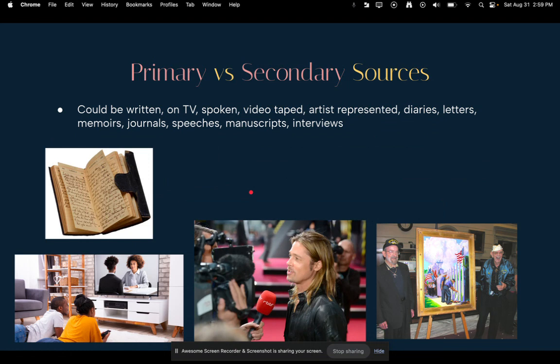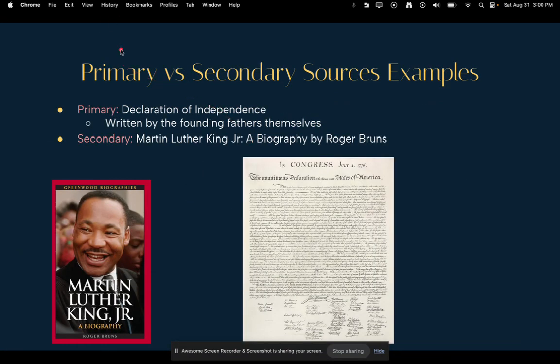All right, so with primary and secondary sources, both of them could be written, they could be on TV, they could be spoken, videotaped, artists' representations, diaries, letters, memoirs, journals, speeches, manuscripts, and interviews. There's a ton of different ways that you can get a source. So here are some examples. A primary source example would be the Declaration of Independence, right? Because that was written by the founding fathers themselves. They were there for the beginning of the United States.